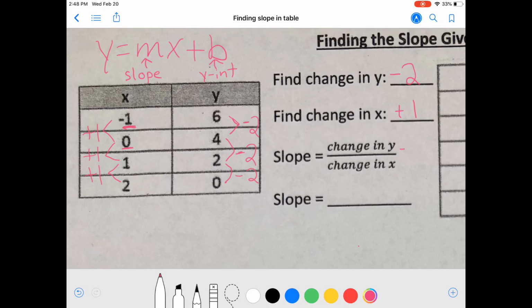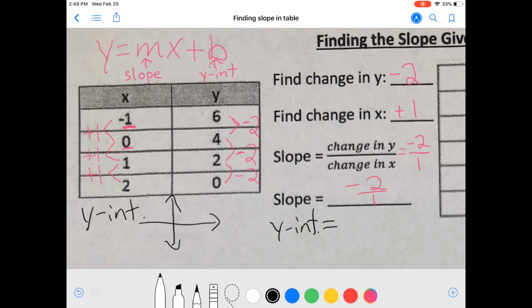So the change in y for our slope is negative 2. Change in x is positive 1. So our slope is negative 2 over 1. Now, we can figure out what the y-intercept is of this table. When we say y-intercept, we mean on our graph where the line crosses our y-axis.